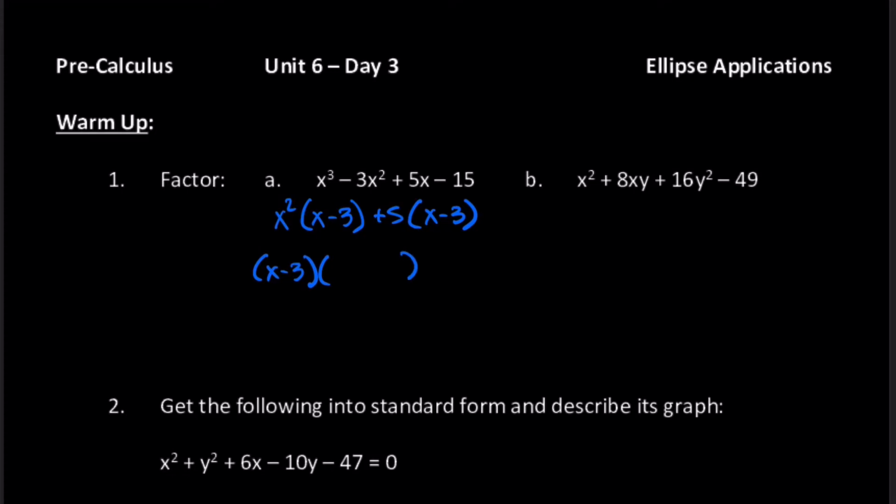And what I'm left with is what's left when you cancel that x minus 3 from both. So that's going to give me x squared plus 5. You cannot factor x squared plus 5, so we are done at that point.